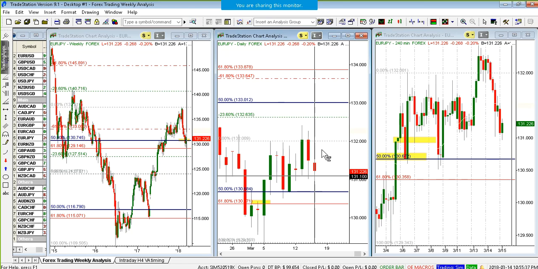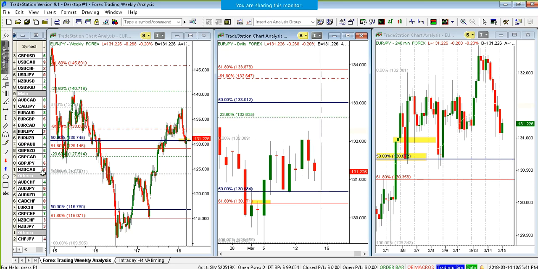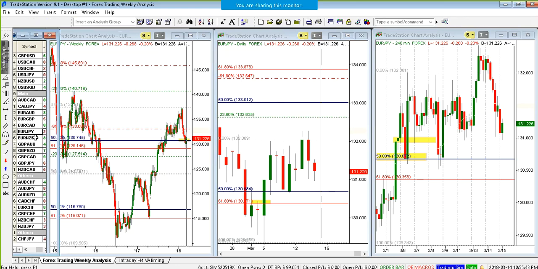So for now we're looking for a retest of 130.68. Euro New Zealand dollar.